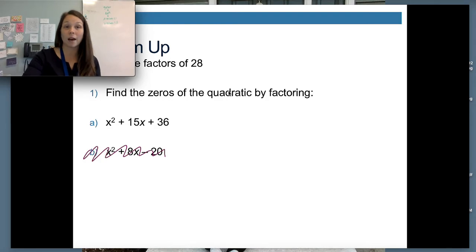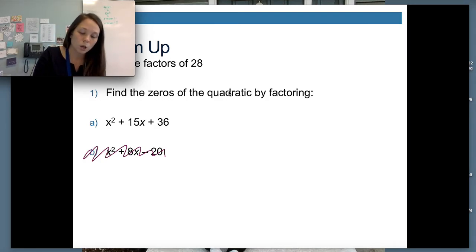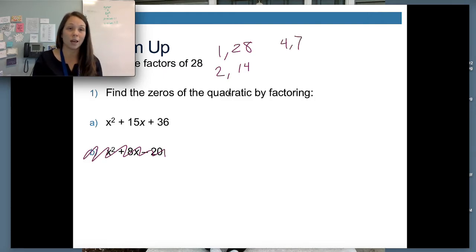So, listing the factors of 28. Factors are numbers that multiply together to give us 28. So, we would have 1 and 28, 2 and 14, and 4 and 7 are all the factors of 28.